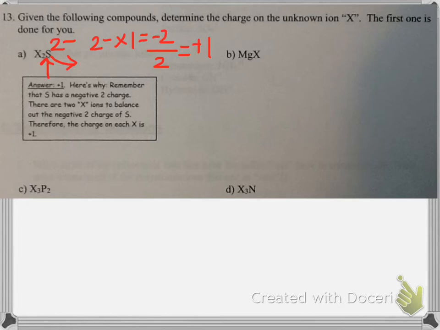So looking at the second one, MgX, I don't know what X's charge is, so I look at magnesium. Magnesium is in group 2A, so it can lose 2 or gain 6. It's going to lose 2, so it has a charge of +2. There's only one of them because there's no subscript, so this has a +2 charge. And there's only one X, so X must have a charge of -2 to get us to be 0. So X's charge is -2.